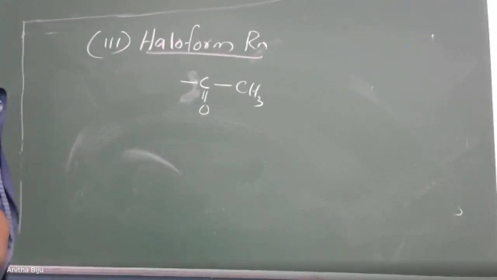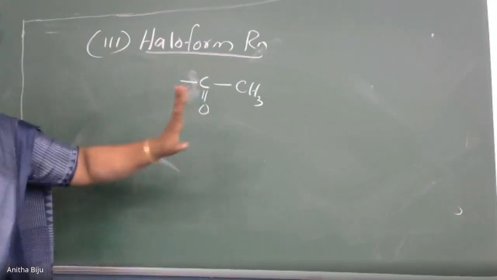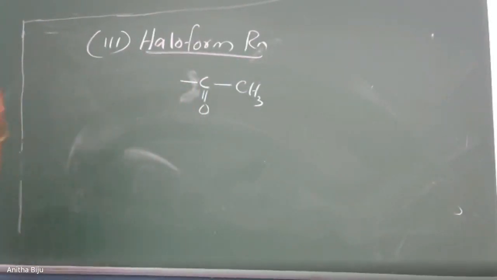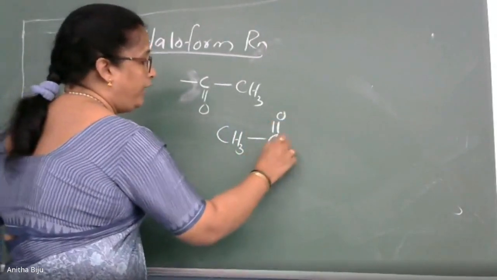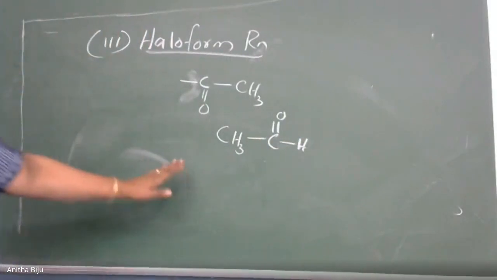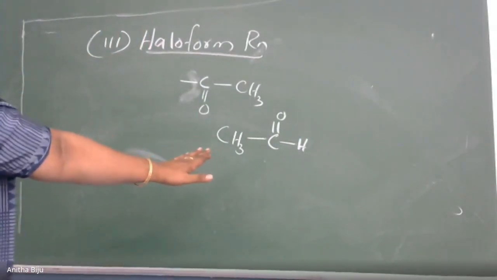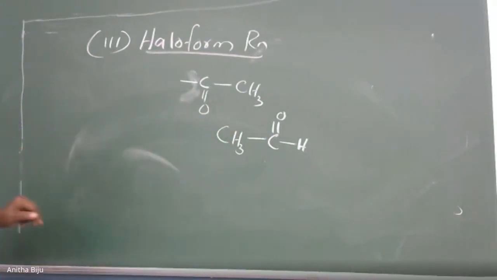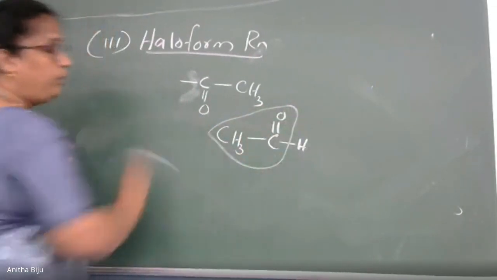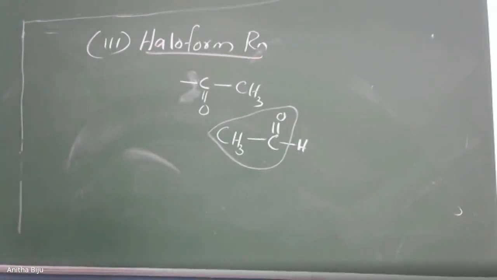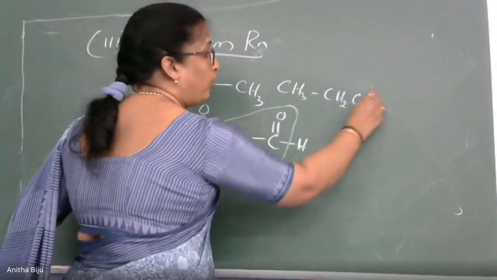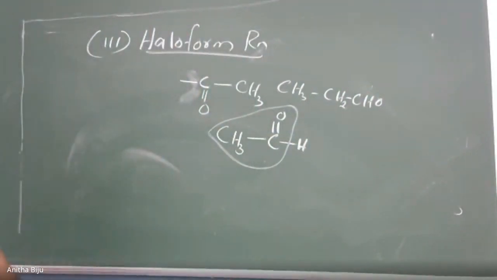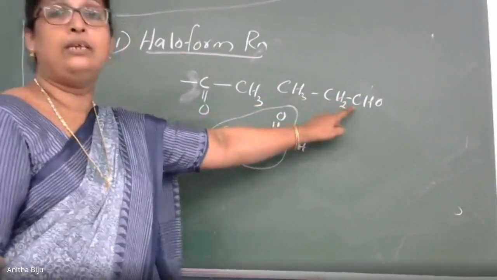I will illustrate with one example. Keto-methyl group: first of all, I will give some examples from aldehydes. Look, CH3CHO. It is an aldehyde. What is the name of this aldehyde? Ethanal, isn't it? Look at the compound. It contains a keto-methyl group. But propanal does not contain it. What is propanal? CH3CH2CHO. Does it contain a keto-methyl group? No, because the keto group is here.